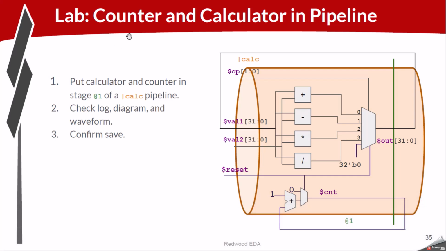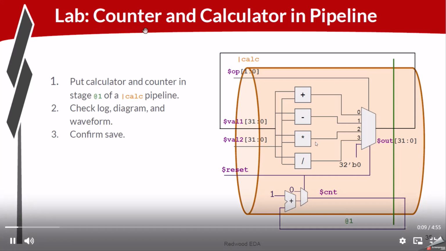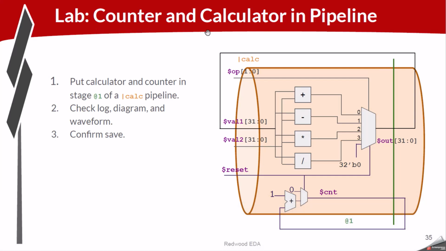All right, so the next example that we're going to do is going to build on what we've done already with the calculator circuit. So what you're going to do for this exercise is put the calculator that you already have in the context of a pipeline called calc and put all that logic in stage 1. Just to be explicit that the logic is in a named pipeline, in a particular pipeline stage.